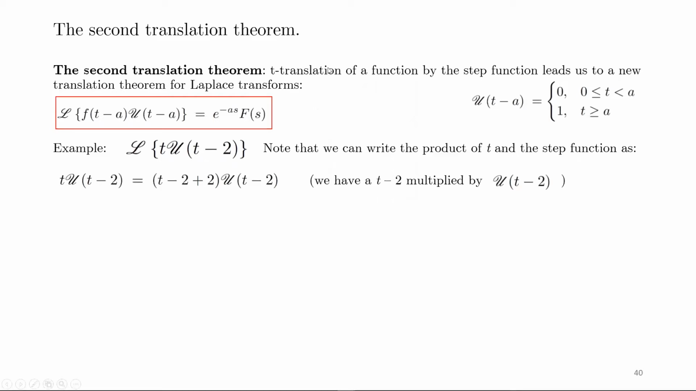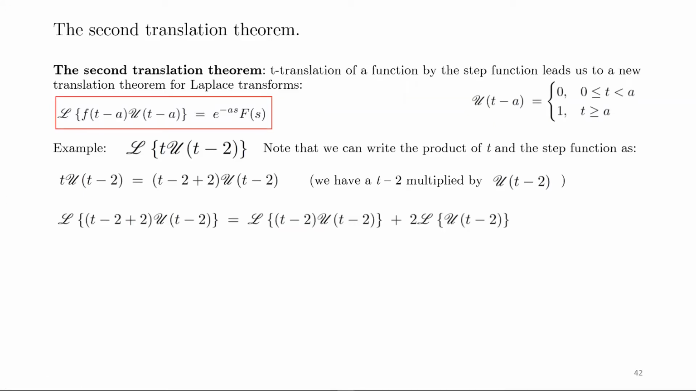So what I'm going to do is write t as t minus 2 plus 2. Because if I take t, subtract 2 from it and add 2 to it, then I get the same thing back. Then if I do that, what do I get? Well, I get a t minus 2 multiplied by the unit step function at t minus 2. So this t minus 2 bit here now is in the form of the second translation theorem. I also get this extra bit, 2 times the unit step function at t minus 2.